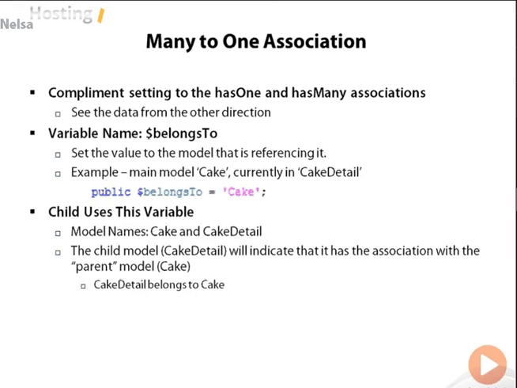So if we have two models, cake and cake detail, the child model, in this case cake detail, will indicate that it has the association with the parent model, which is cake. If we were to use this in a simple sentence, we would say cake detail belongs to cake.